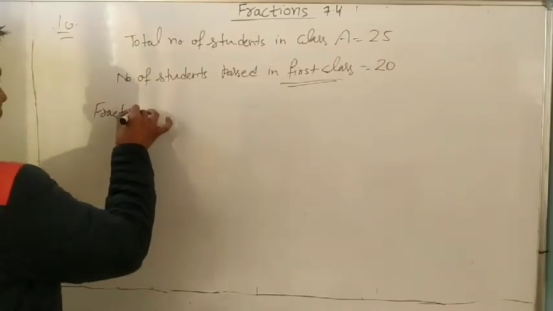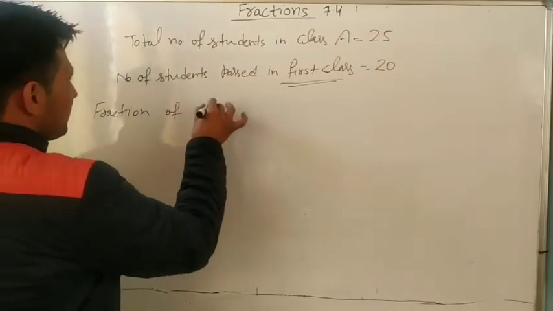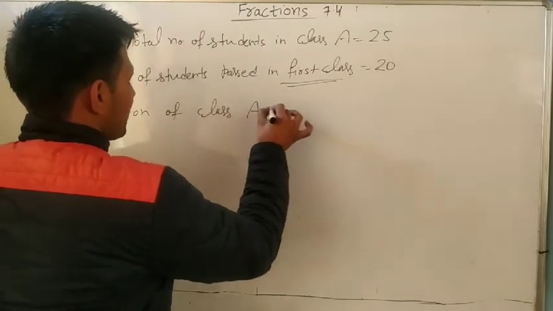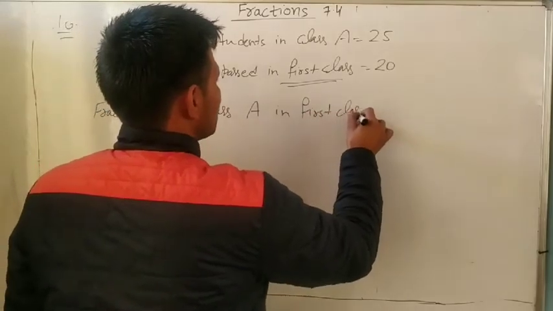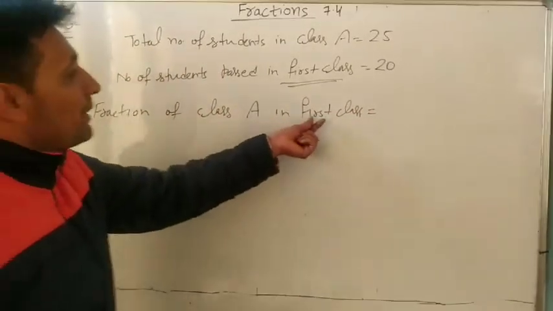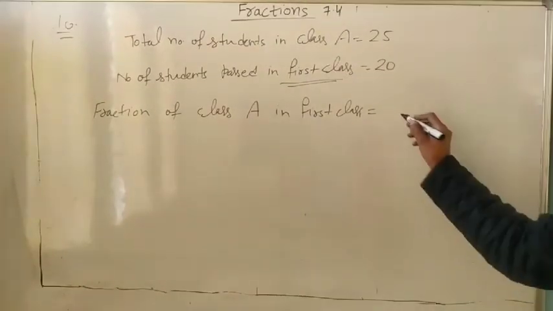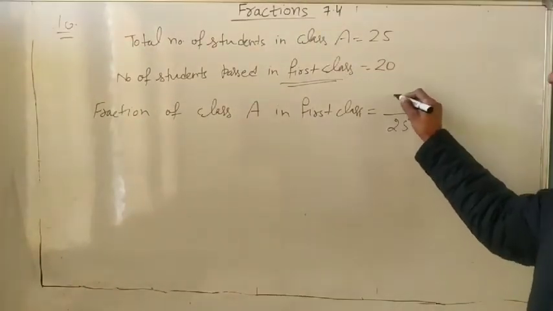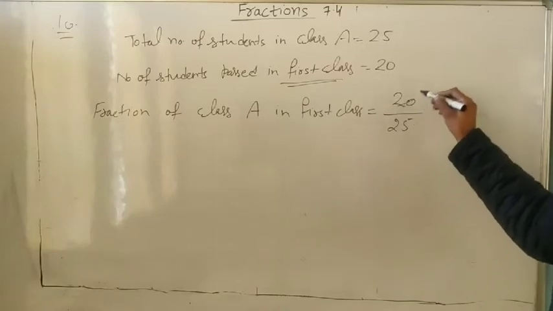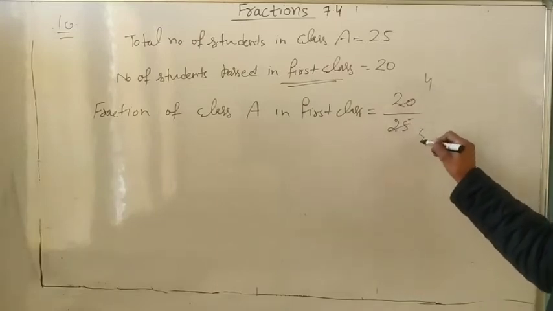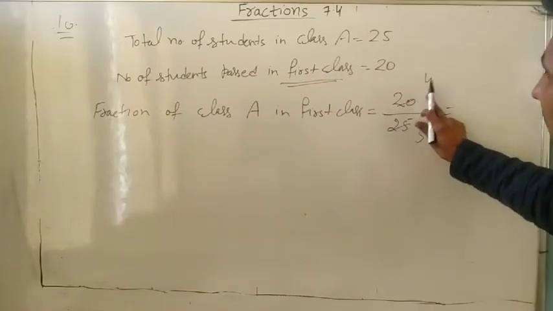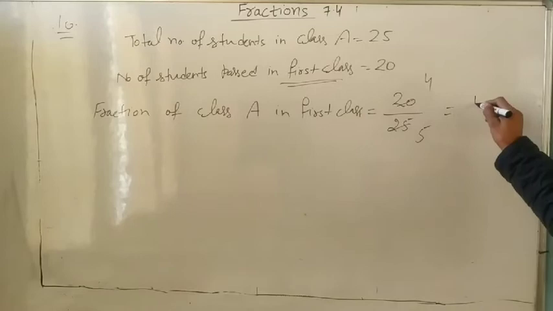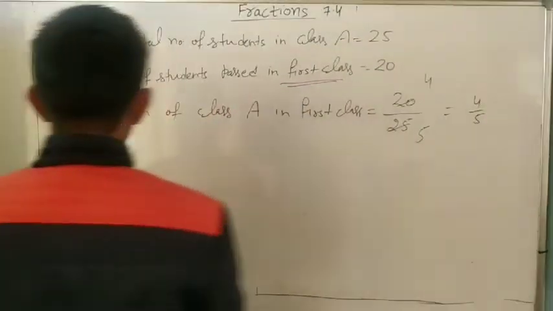So we have to find in which class the fraction of students getting first class is greater. So write fraction of class A in first class. How many students passed in first class? How will you find it? Always total is downside and the number is 20. So divide and multiply by the same number. 20 divided by 5 is 4, 25 divided by 5 is 5. So what is it? 4 upon 5.